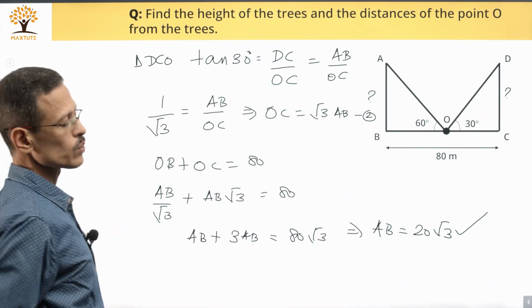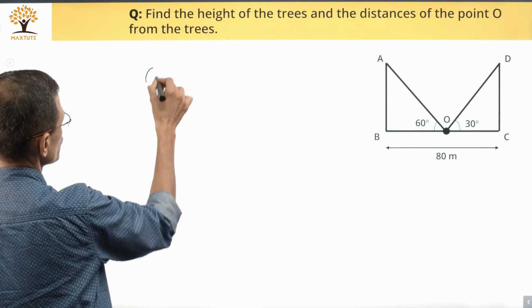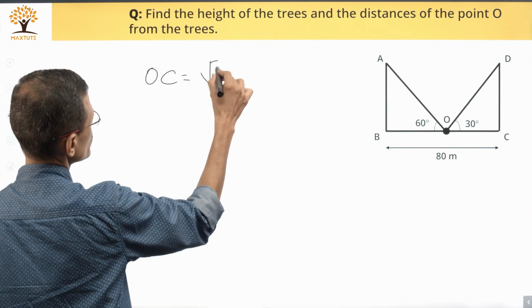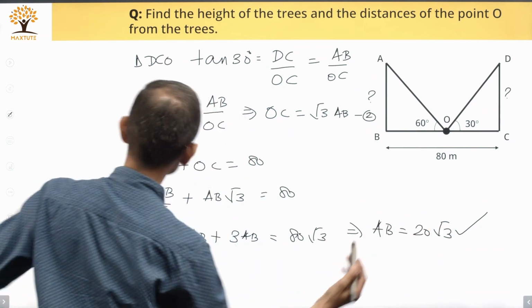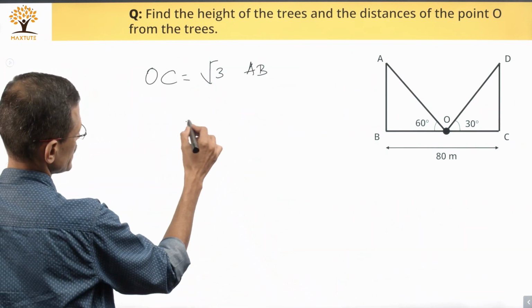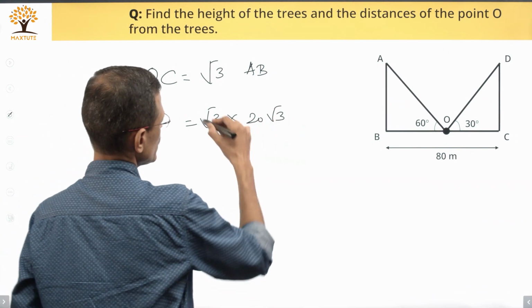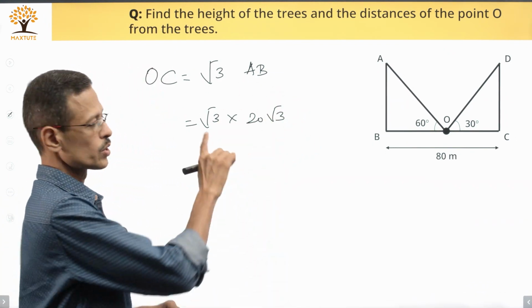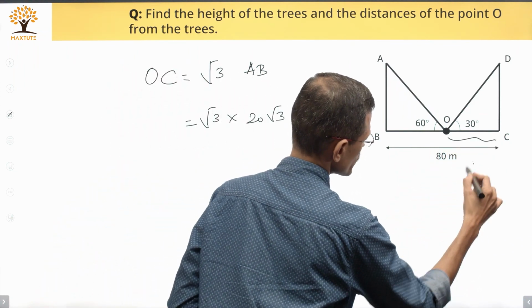Next we need to find out OC and OB. We know OC is equal to root 3 AB. So, let us start by finding out OC. OC is equal to root 3 times AB. We have found out the value of AB to be equal to 20 root 3. So, let us plug that in here. So, root 3 times 20 root 3 is what we have. Root 3 into root 3 is 3. So, 20 times 3 is equal to 60. So, OC is equal to 60.